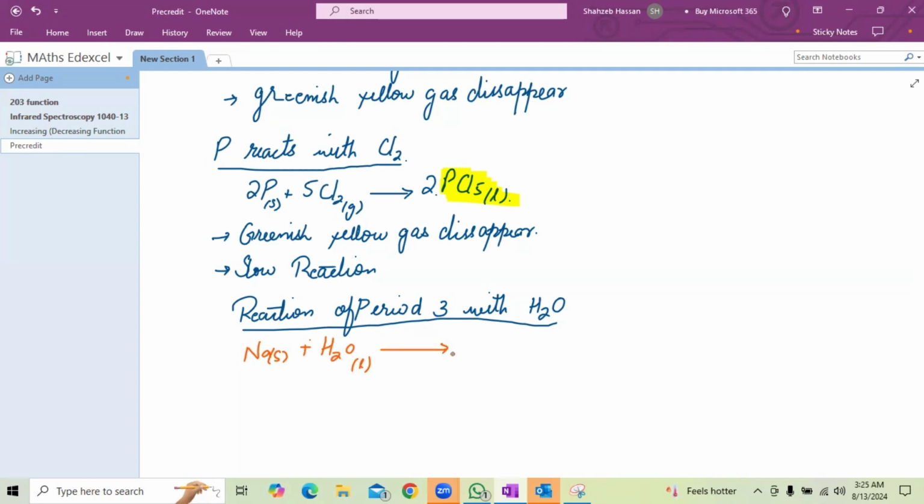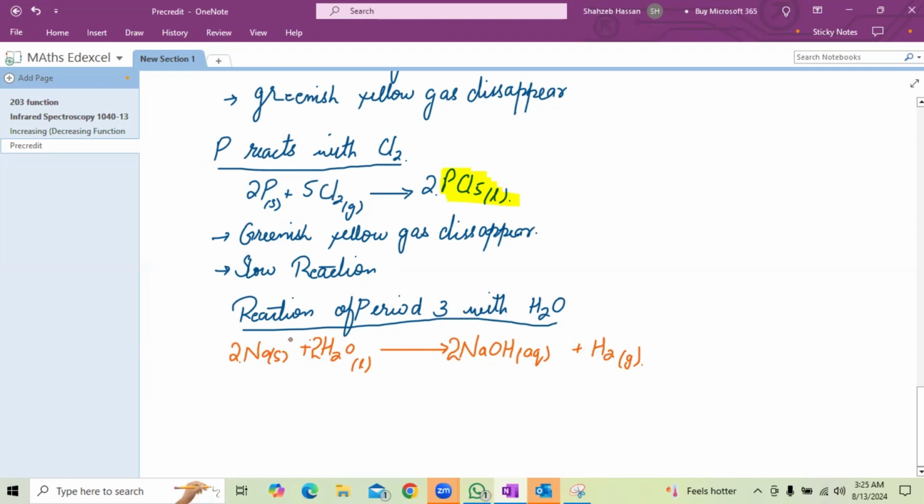So what is it? NaOH? Great. So there would be the production of NaOH in its aqueous form, and hydrogen gas would be evolved. Okay. So this is in aqueous form, and hydrogen gas would be evolved. I'm going to balance it. So it would become 2NaOH plus H2. I have to put 2 here as well.